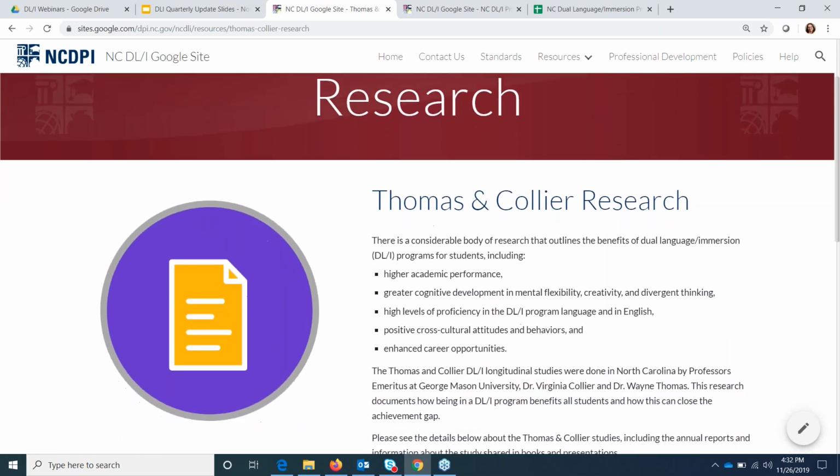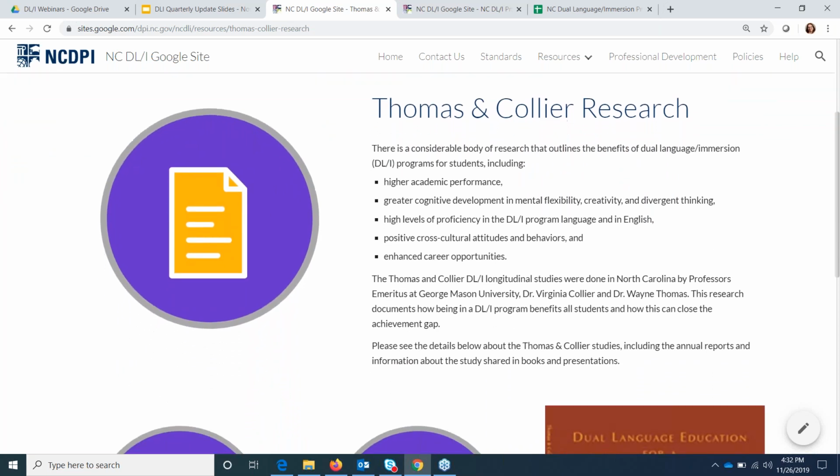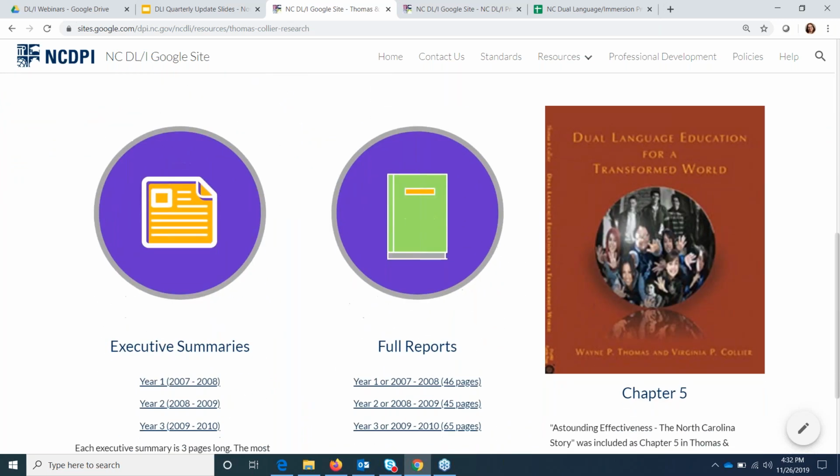Once again, we have a statement about their research in general. We have a little bit of discussion about where they come from, George Mason University in Virginia. And then we have the considerable research and links that they've done in North Carolina. They did do a longitudinal study. It lasted over 3 academic or school years, as you can see. They have executive summaries for each year on the left-hand side. They have the full reports for each year in the middle.